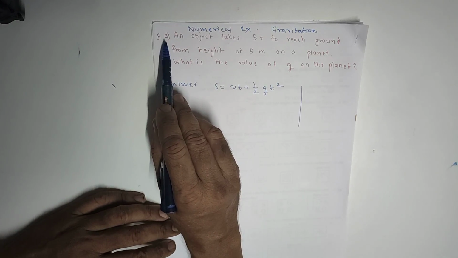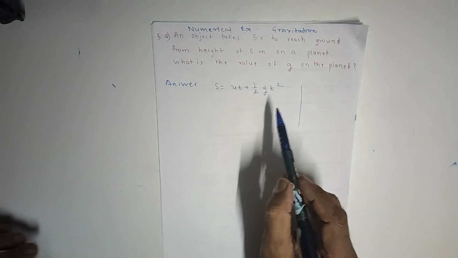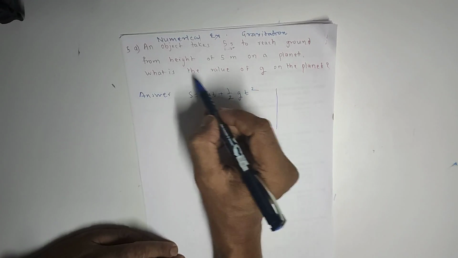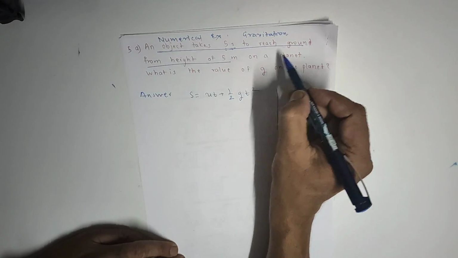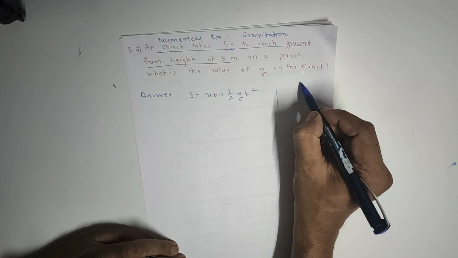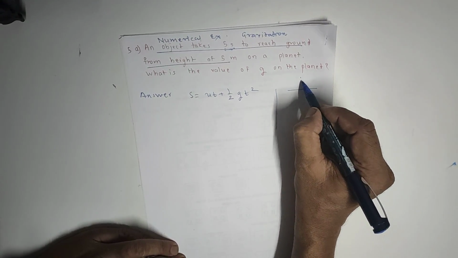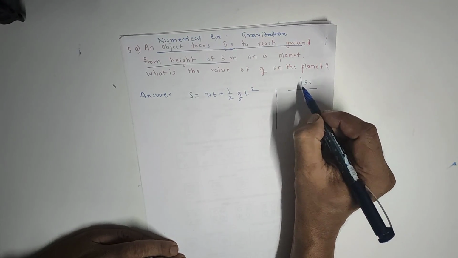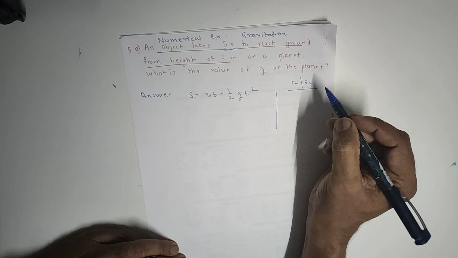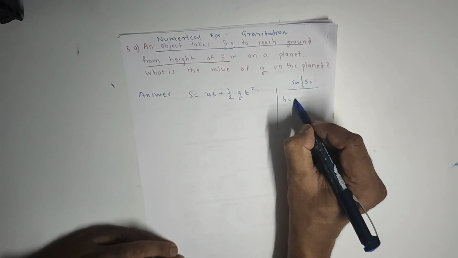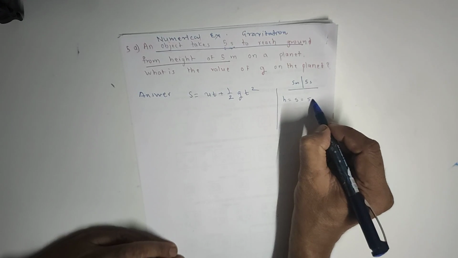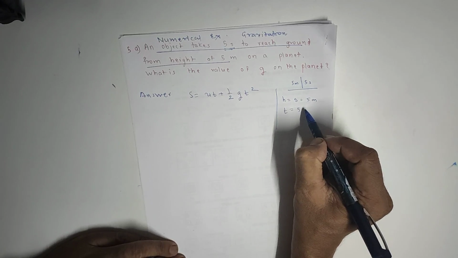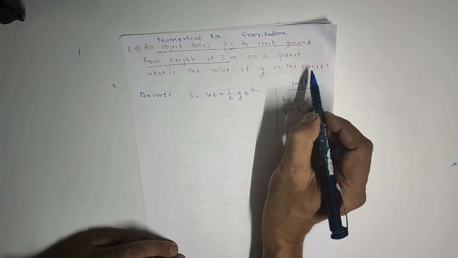Say question number 5a. An object takes 5 seconds to reach the ground from height. What is the meaning? Object takes 5 seconds to reach the ground from height 5 meter. Height is 5 meter, which is also called as S, 5 meter, and its time is 5 seconds. What is the value of g?